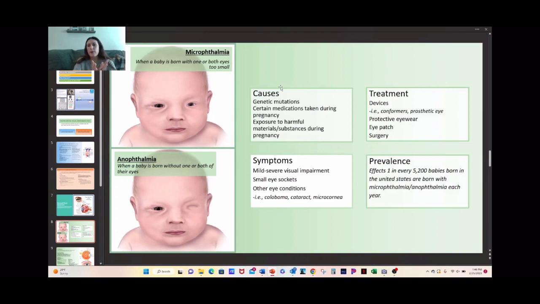There are a variety of treatments, starting with devices. For example, conformers or prosthetic eyes can be used to address structural damage. Protective eyewear like eye patches can be helpful for children who have only one affected eye. Surgery is another option, but it's not really a solution for the visual aspect of it. It's more to address the structural symptoms. Current research estimates that about 1 in every 5,200 babies are born with one of these conditions in the United States each year.